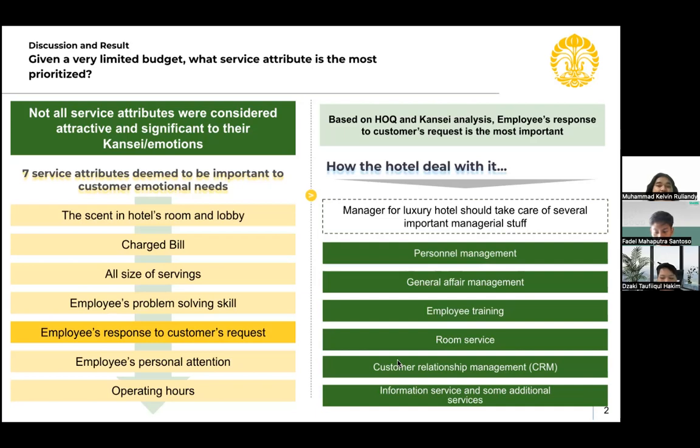And based on HOQ combined with the KE methodology, the service attribute employees' response to customer requests was found to be the most important. These service attributes relate closely to several managerial strategies or strategic marketing orientation. So overall, managers of a luxury hotel should take care of several important managerial matters, such as improving personnel management, general affair management, doing employee training, improving the room service, improving the CRM, and improving the information service and some additional services.